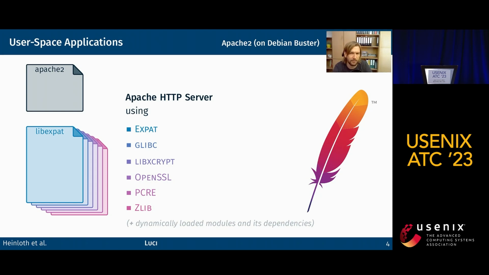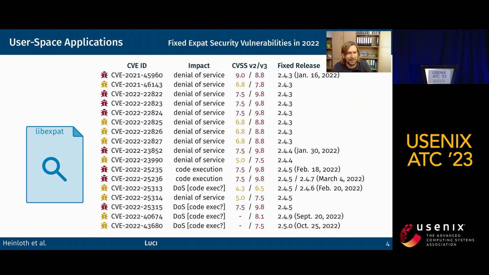configuration file. If we have a detailed look at the first library, the Expat XML parser, well, it had 17 vulnerabilities only last year, many of them severe, fixed in 7 releases. This means only this library alone would require us to restart the web server or any other application using this library 7 times last year.